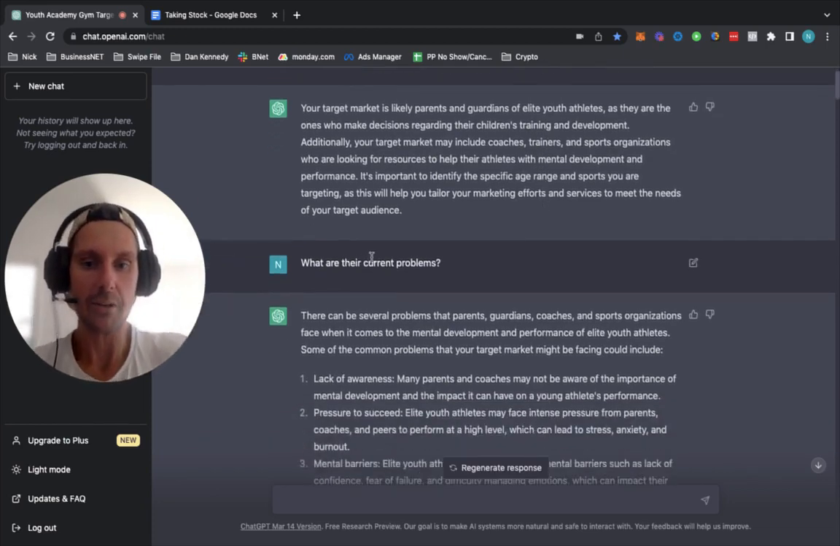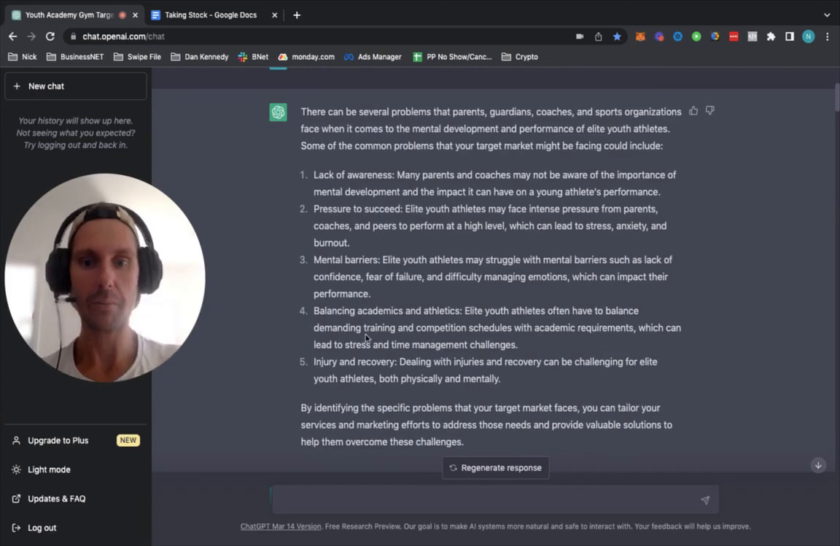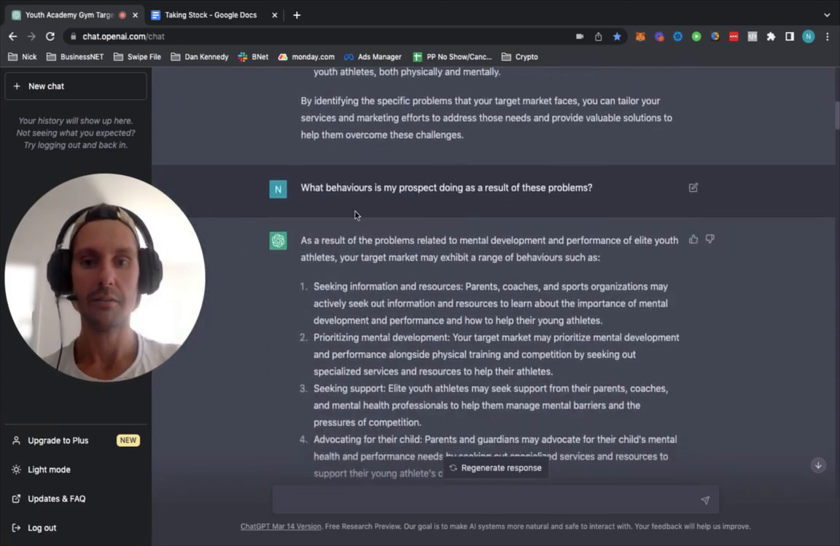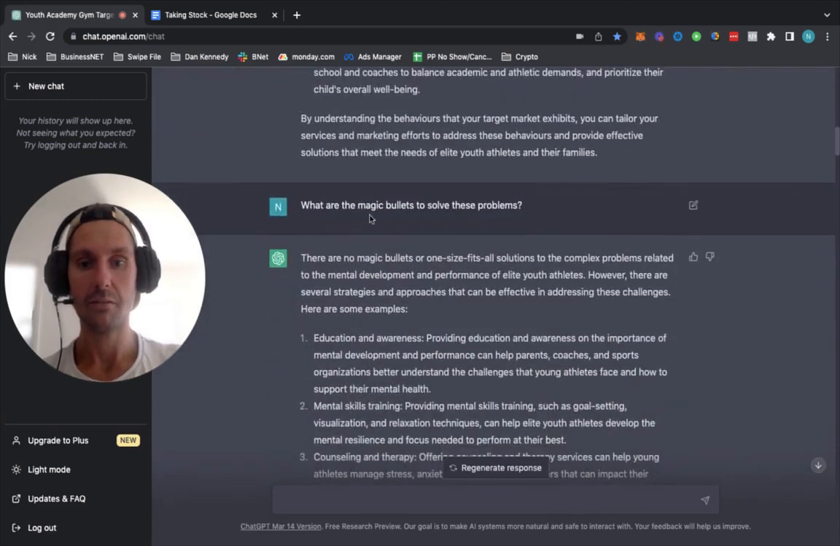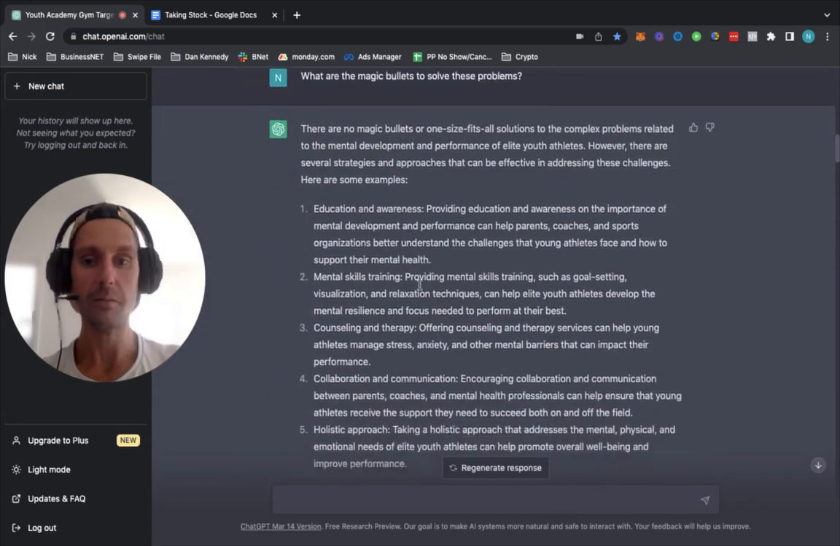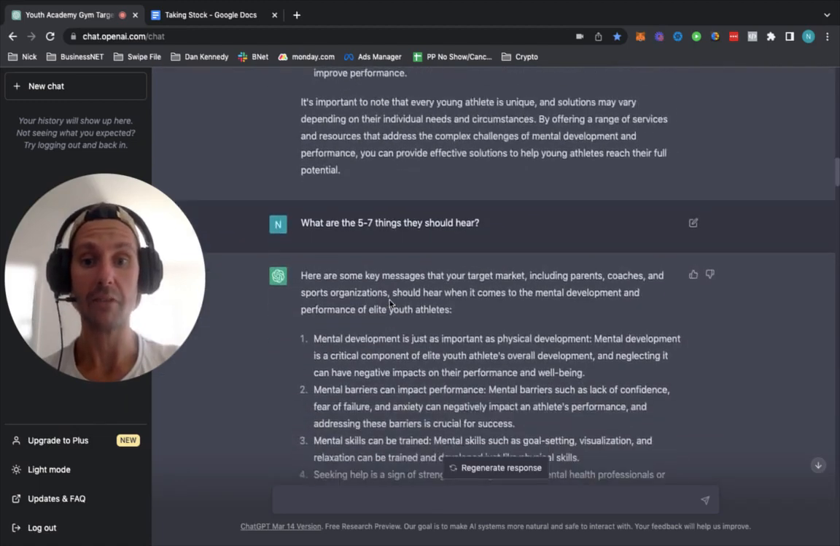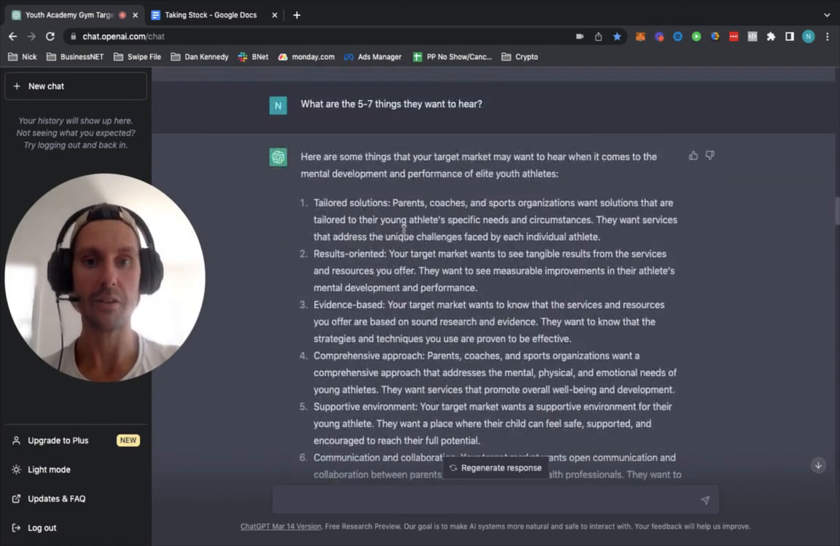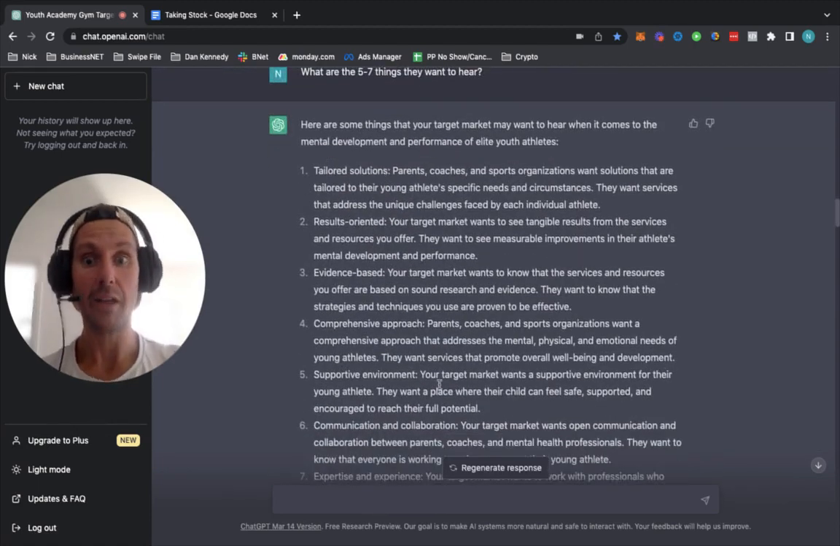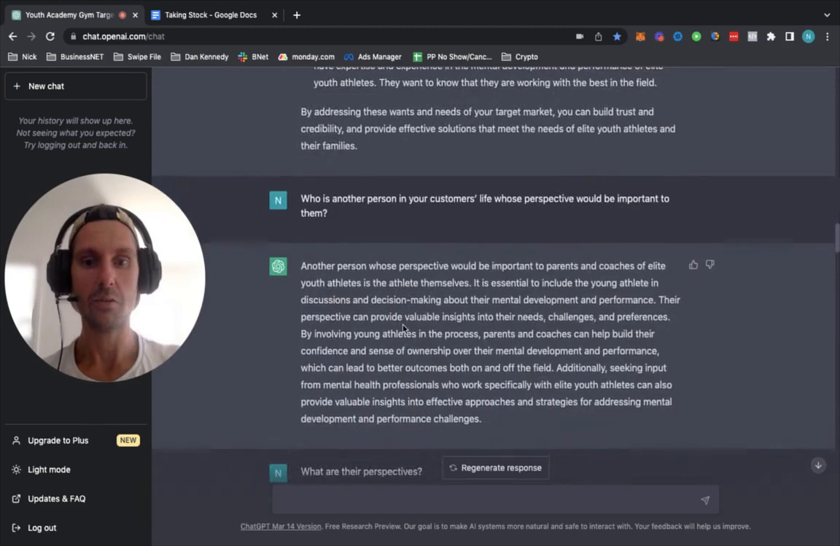And then it's very simple. Like, what are their problems? Here are all of their problems. What behaviors do they have? Well, these are the behaviors that they have. What are the magic bullets? Well, there are none, but these are the things that will likely help them solve the problems that they have. What are the things that they should hear? Well, they should hear all of these things. What are the things that they want to hear? Well, they want to hear these things. Cool.